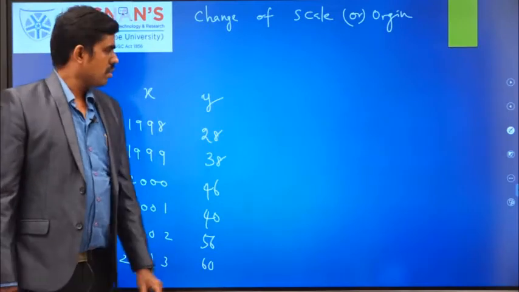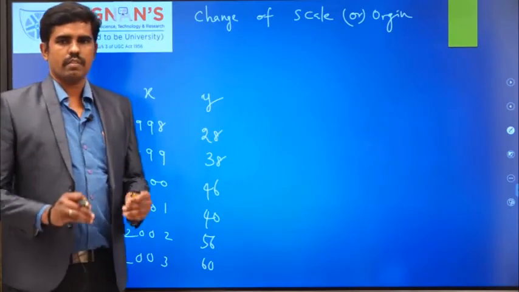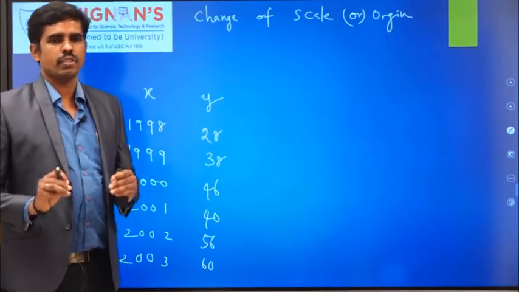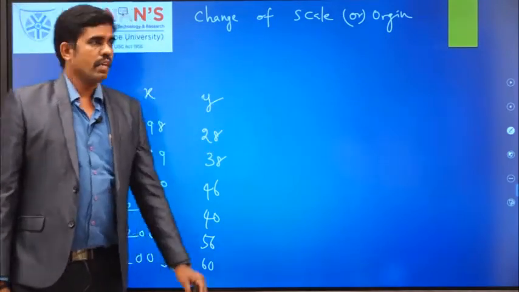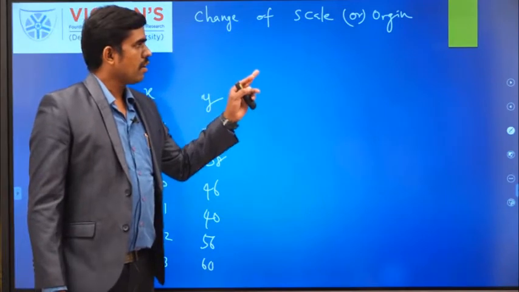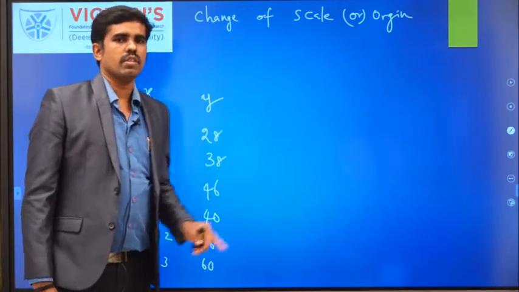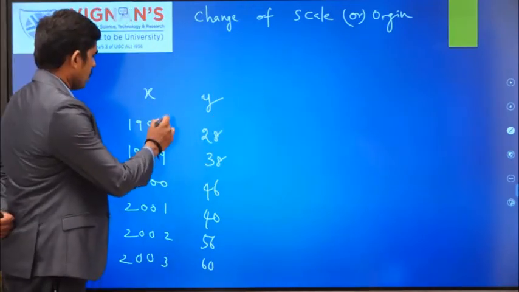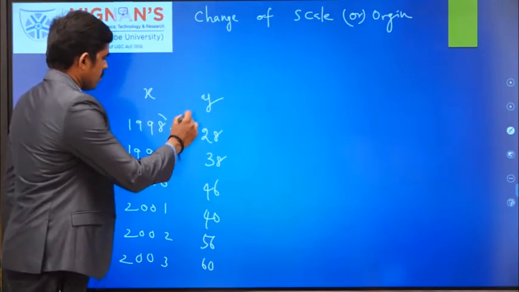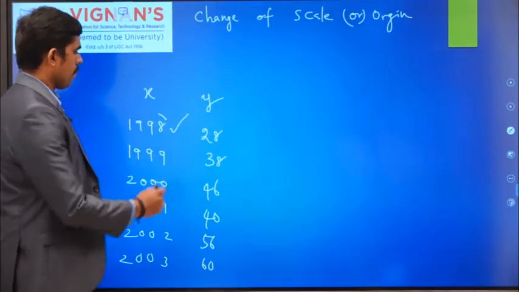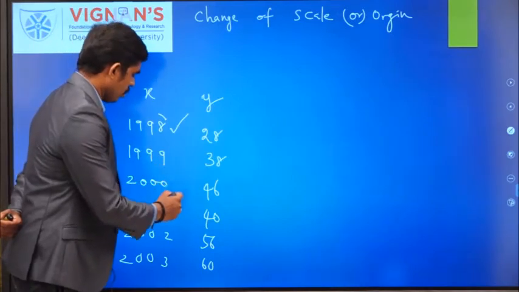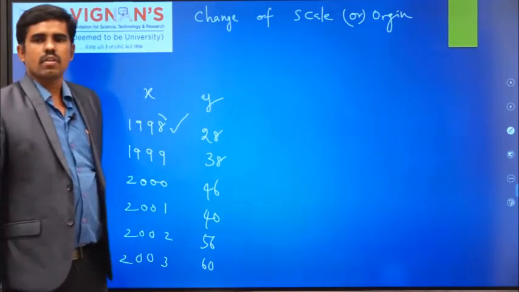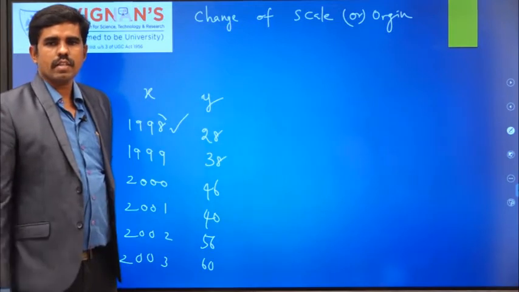Now let us see one example. We have done one example in fitting a straight line. Now, change of scale: we are going to change the origin. Why? Because the x values are somewhat bigger compared to the previous data: 1998, 1999, 2000, 2001. So we have somewhat larger values.